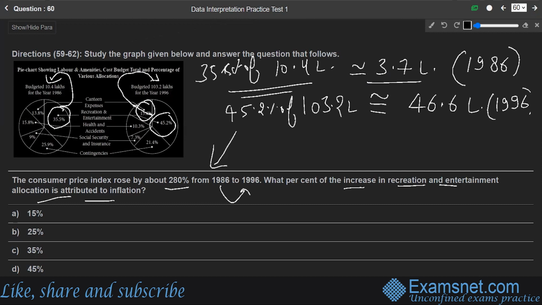Now let us bring the consumer price index into the scene. Had there been a consumer price index in the scene, the consumer price index says the value has risen by 280%.